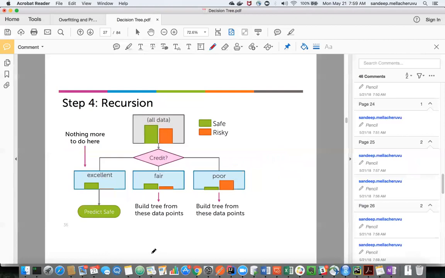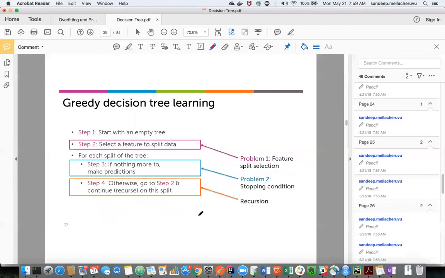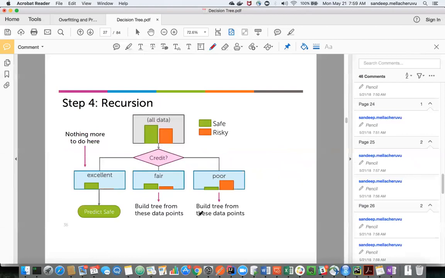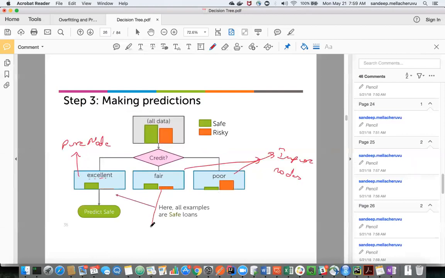How do you do it? Again, build a subtree from here. Maybe you start with income. On income, you can say either high income or low income. Again, you count the number of safe loans here and the number of risky loans here, and again you count safe and risky loans here also. So from fair, you got another branch of the tree. Similarly, from poor, you may get another branch.